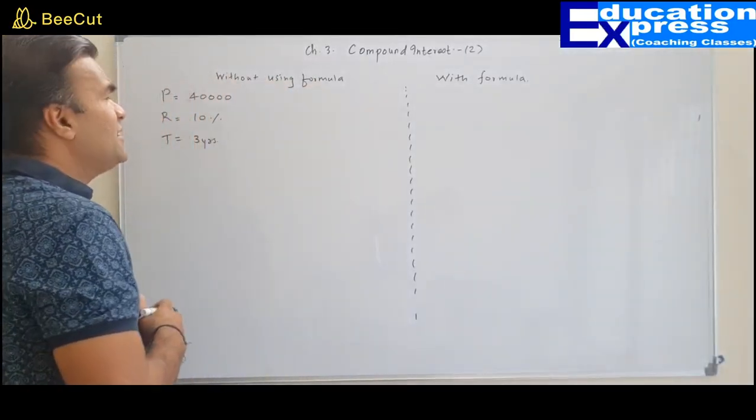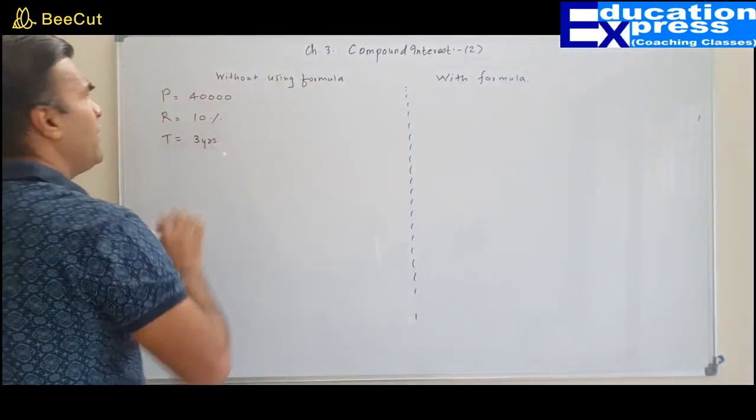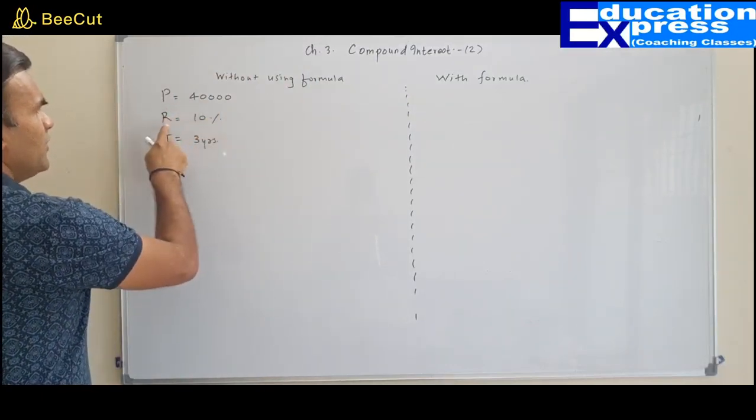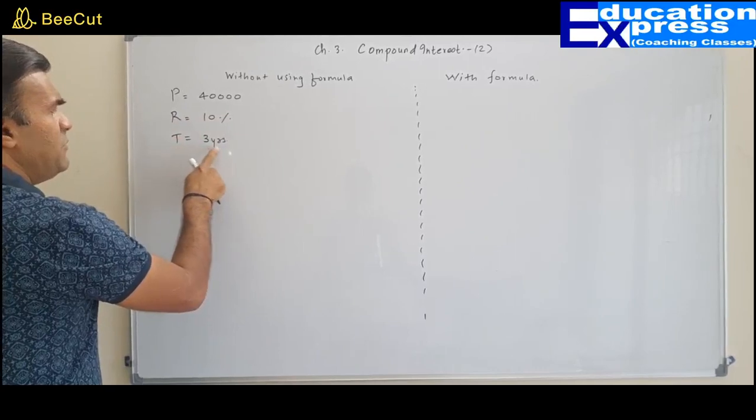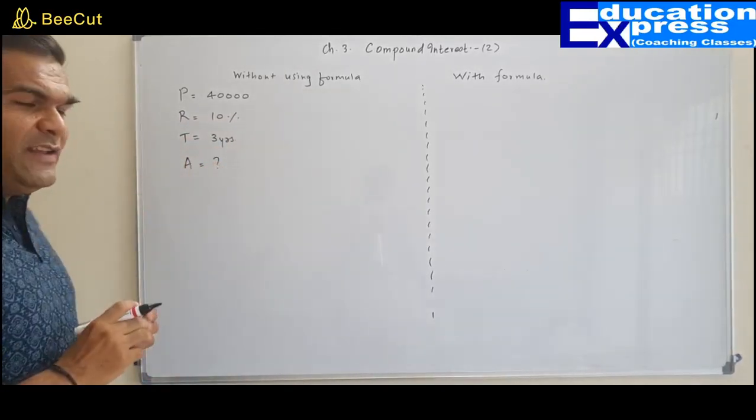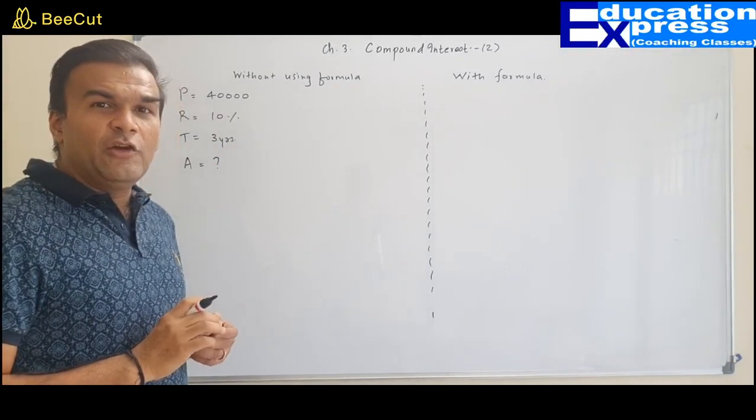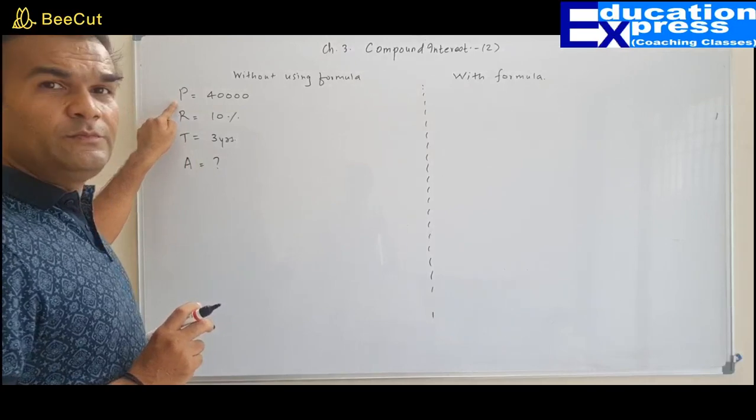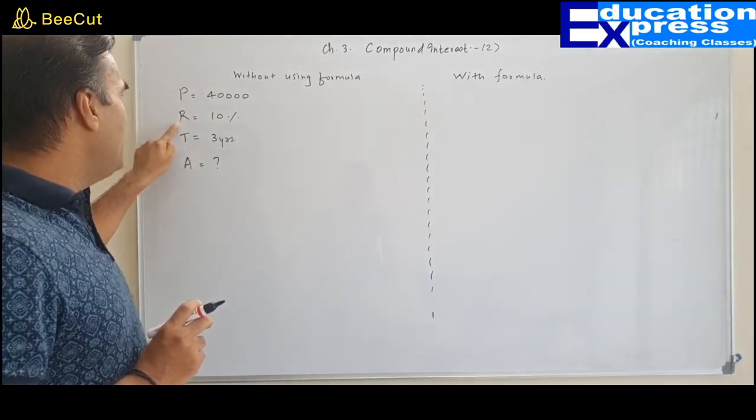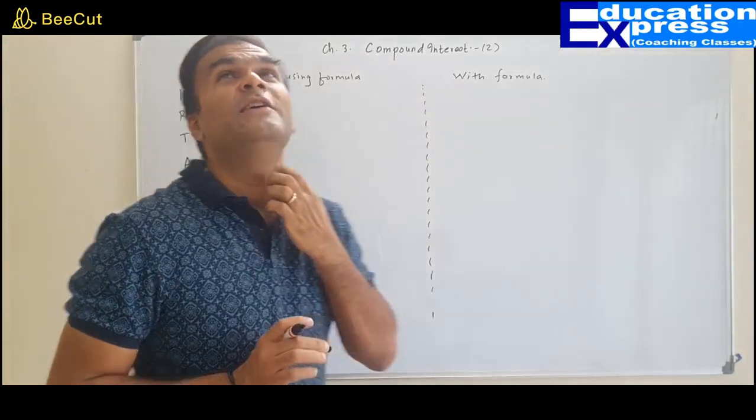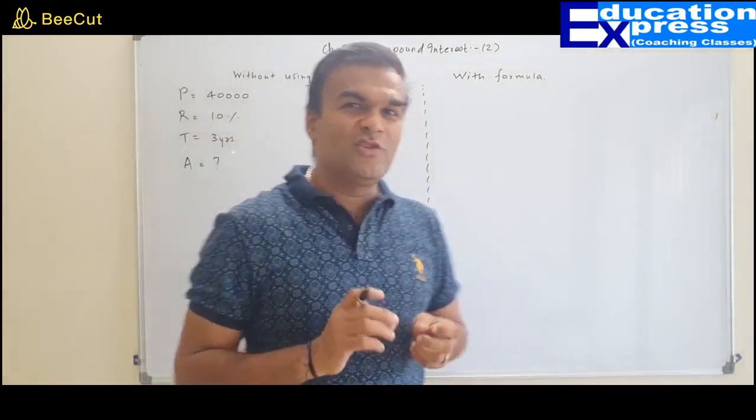Alright, my dear friends, we have a question right in front of us. Principal 40,000, rate 10%, time 3 years. I have to find the amount that an investor will receive at the end of 3 years. That means the investor is investing 40,000 at 10% per annum for 3 years, and I want to know at the end of 3 years what amount the investor should get.